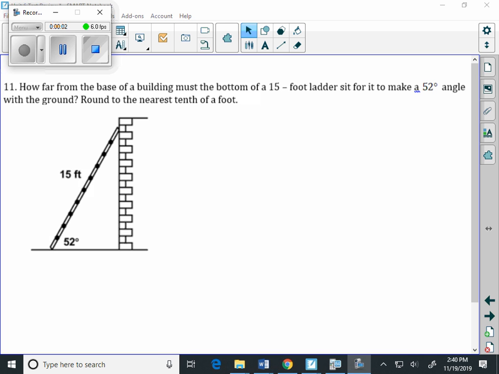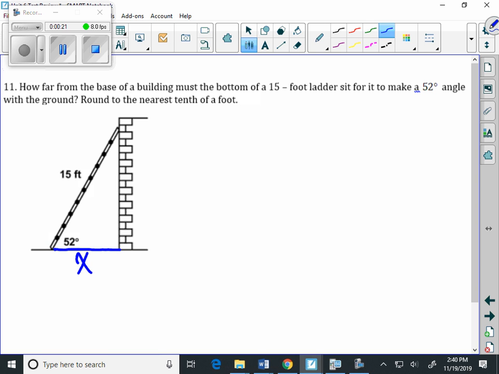Number 11. How far from the base of the building must the bottom of a 15-foot ladder sit for it to make a 52-degree angle with the ground? Round to the nearest foot. It says, how far from the base of the building? So we're going to be finding this distance right here. And I'm going to call that distance x.